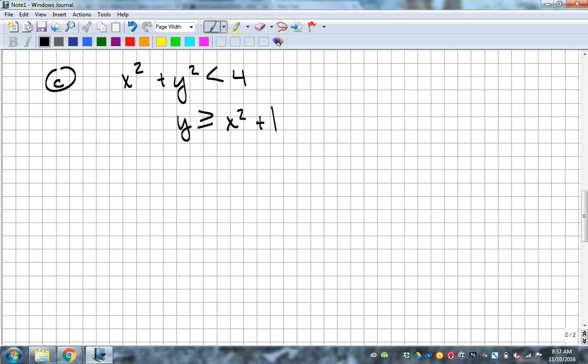Conic sections is not really one of our nails to hang a hat on for college algebra. If you take pre-cal in the spring, yes, it is. You'll do some stuff with conic sections. You'll learn some more complicated circle equations. So this one is really easy.